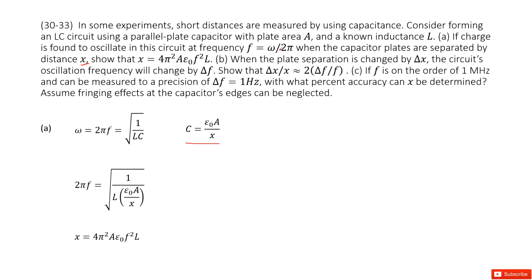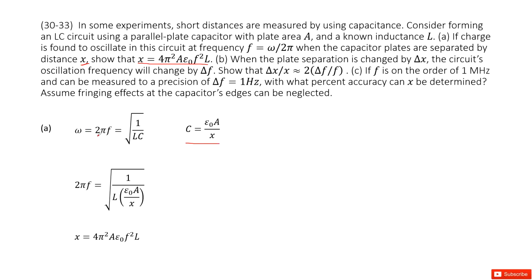Now, another thing we know is about this LC circuit frequency. And finally, we need to prove this equation. In this equation, you can see x and A are there, and also we have frequency f and L, inductance, right? So it looks like we can start from the frequency of the LC circuit.